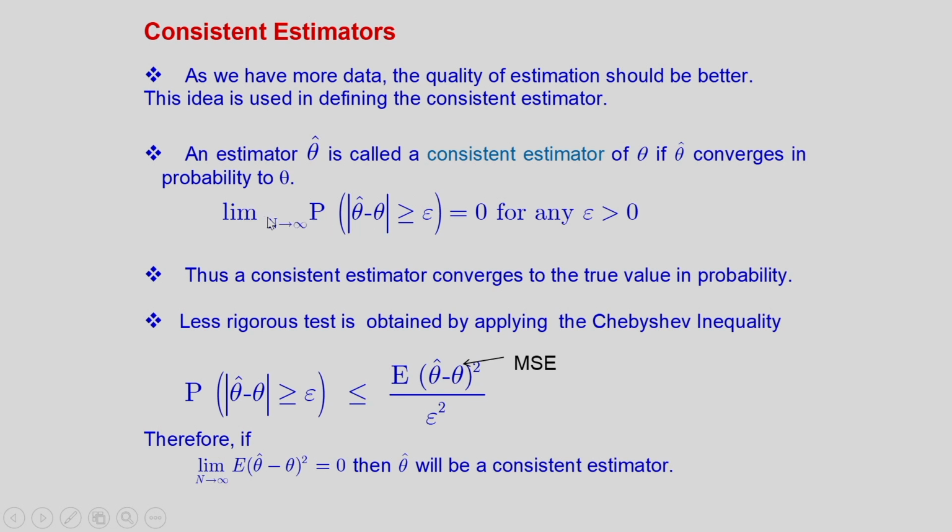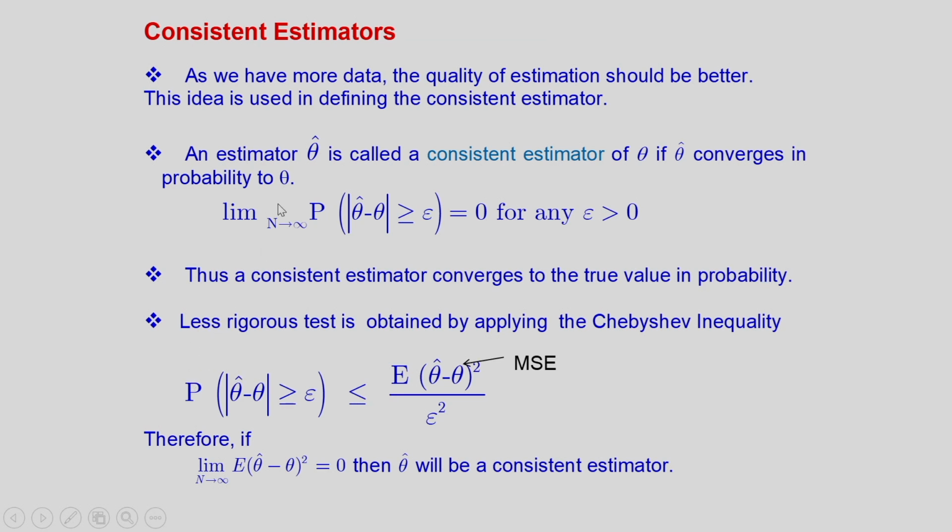It is the limit as n tends to infinity of the probability of mod of theta hat minus theta greater than or equal to epsilon. That means the probability of the deviation, as n tends to infinity, should go down to 0 for any epsilon greater than 0. That way we have defined a consistent estimator. Thus, a consistent estimator converges to the true value of theta in probability.